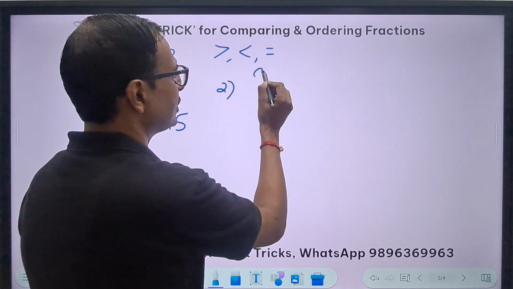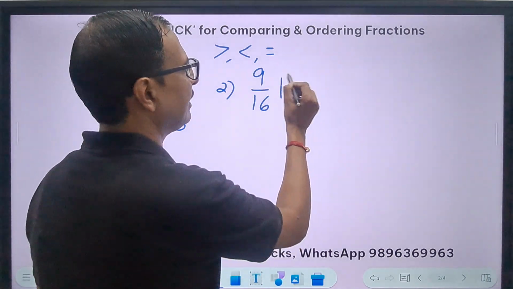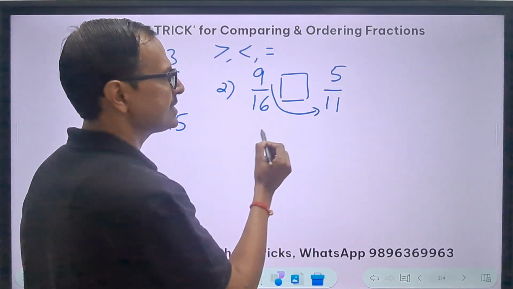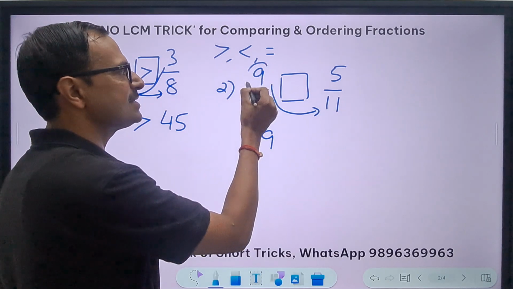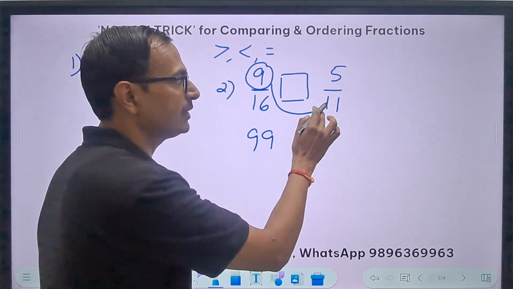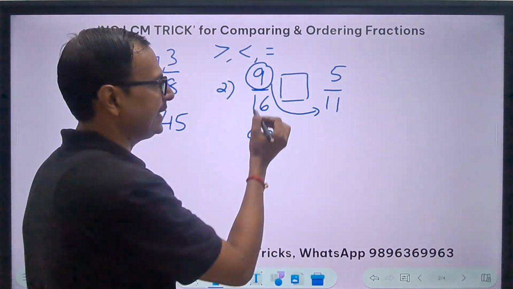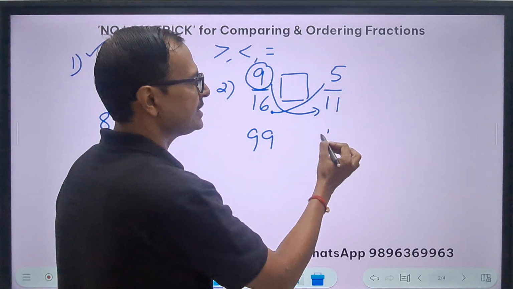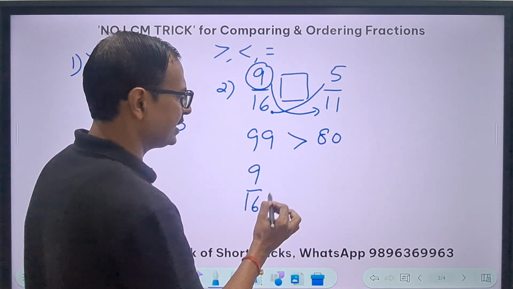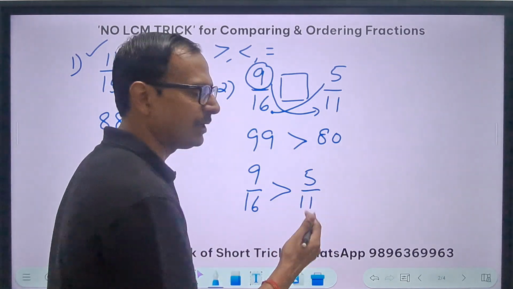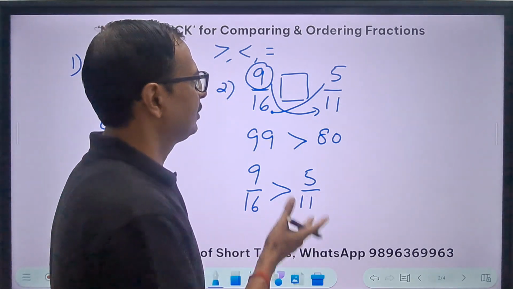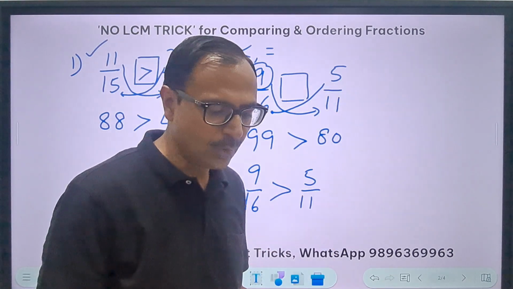I am taking 9 upon 16 and 5 upon 11. So I will put a box again. So let's multiply. This is 99. Mind you, this is the numerator which you are multiplying, so you have to write the product under the numerator only, not under the denominator, okay? So 99 and 5 times 16 is 80, so obviously 99 is greater, and therefore 9 upon 16 is greater than 5 upon 11. So that will take only maybe 2 seconds to find out. Just by observing the fractions you will know which one is greater.